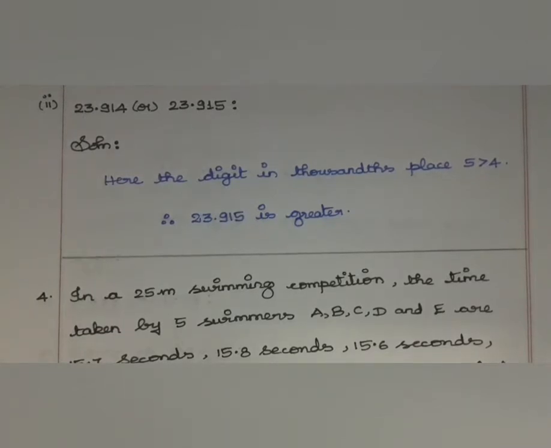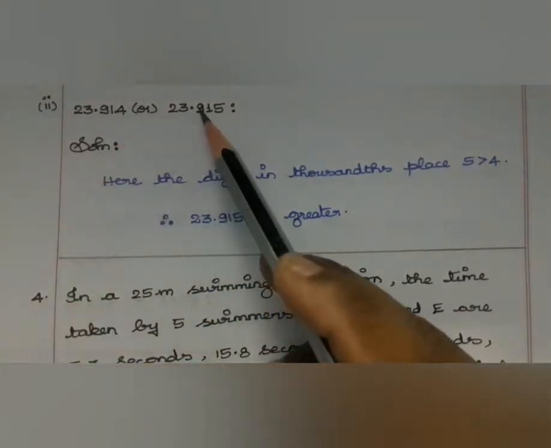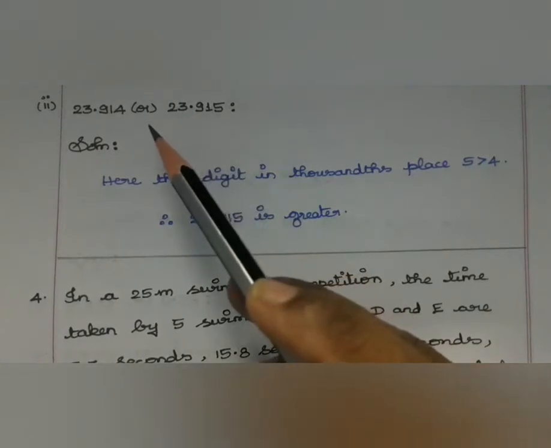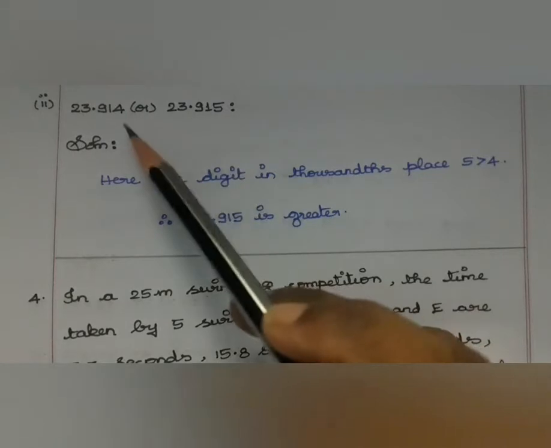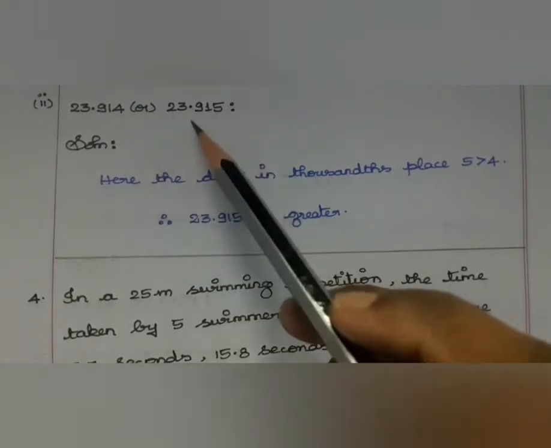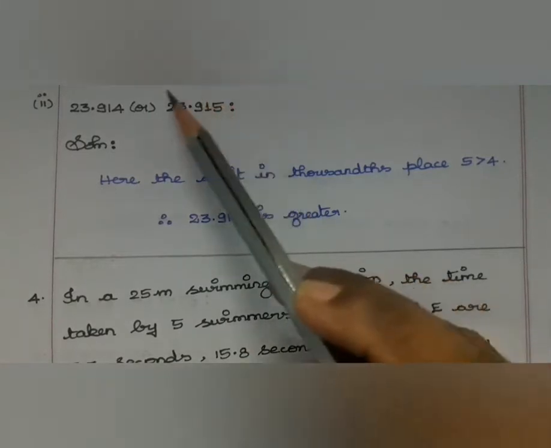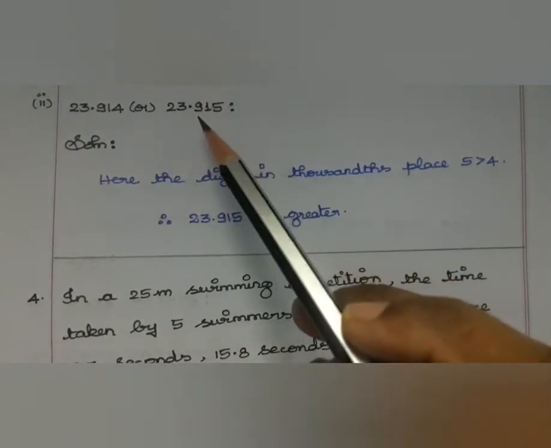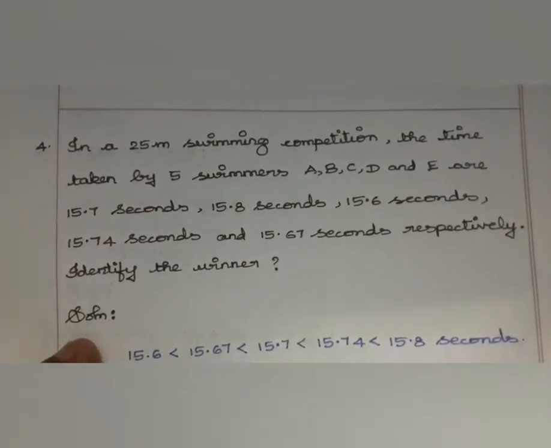The same way, second question, 23.914 or 23.915. Again go with the whole number part, both are equal. Then check the tenths place. Tenths place also is equal. Go with the hundredths place. Yes, both are equal. But when we compare the thousandths place, 5 is greater than 4. Therefore it means that 23.915 is greater. Clear? Yes, we'll move on to the fourth question.